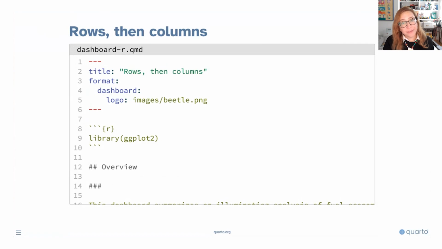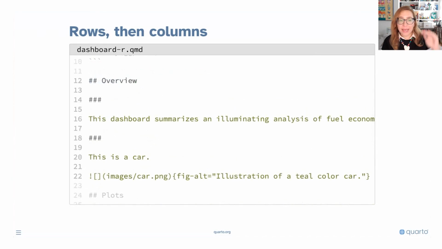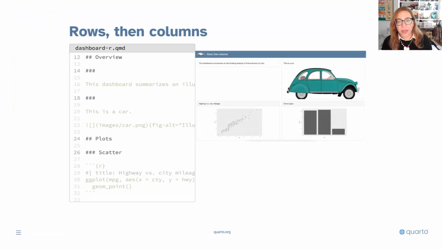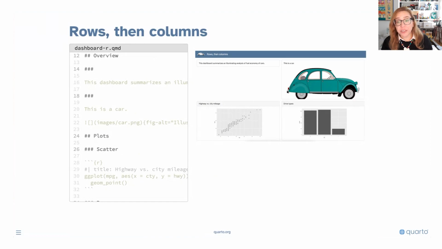So one way of designing your dashboard would be first divided into rows and then to columns. So in this case, your second level heading is going to define a row, the overview row. And then inside of that, we're going to have third level headings that define columns. And similarly, the second row is going to be plots. And inside of that, we're going to have a scatter plot and a bar plot. So this is what a 4-quadrant dashboard created like this would look like.